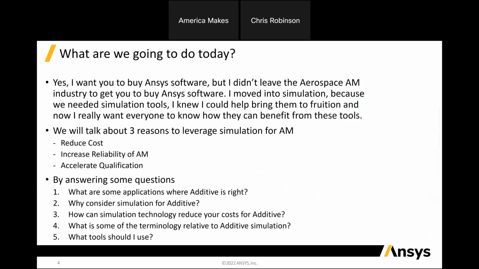So now jumping into an agenda, what are we going to do today? Yes, I want people to buy Ansys software, yes. But that's not why about 7 years ago, I left the aerospace AM R&D industry and moved into simulation. The reason I moved into simulation is because we needed simulation tools in order to make the additive manufacturing industry grow. I knew I could help bring them to fruition. And now that there are such amazing tools out there and available, I really want everybody to know how they can benefit from the tools.